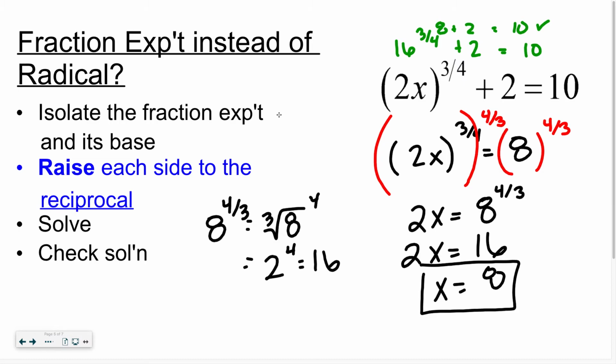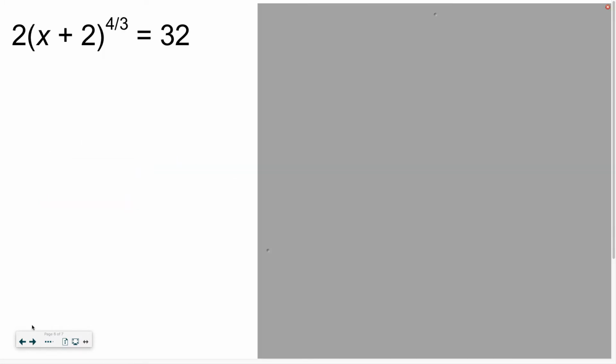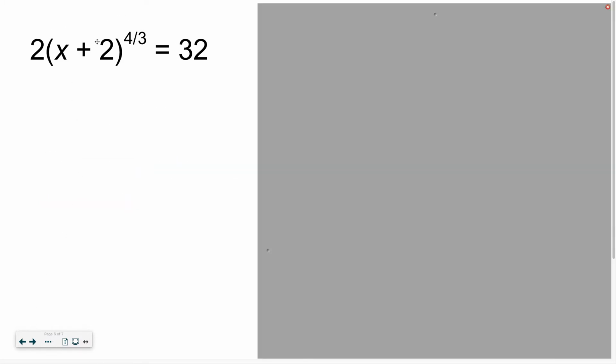Okay, let's do some other examples. Let's do 2 times the quantity x plus 2 to the 4/3 equals 32. I definitely put this one in my notebook. Okay, something maybe interesting is going to happen.